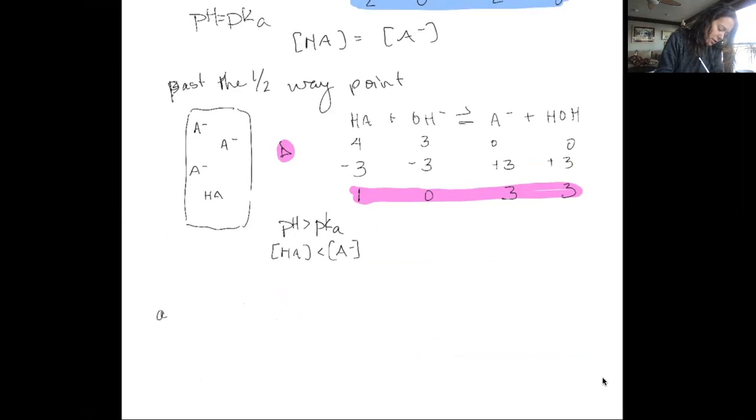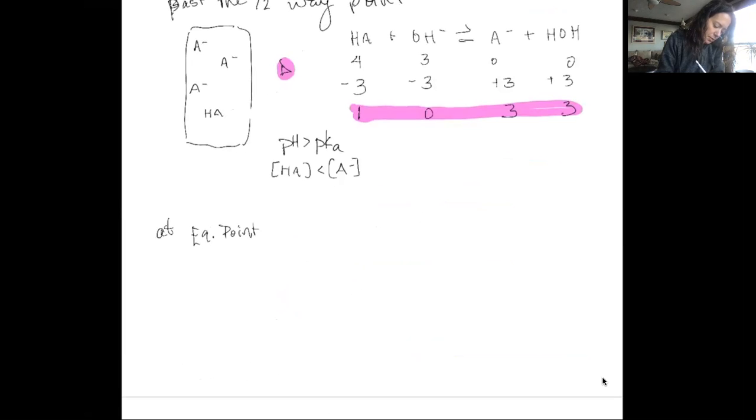Let's do it at the equivalence point. Okay, this one's tricky. HA plus OH negative yields A negative plus HOH. So this is 4, 4, 0, 0, minus 4, minus 4, plus 4, plus 4, and we end with 0, 0, 4, 4.